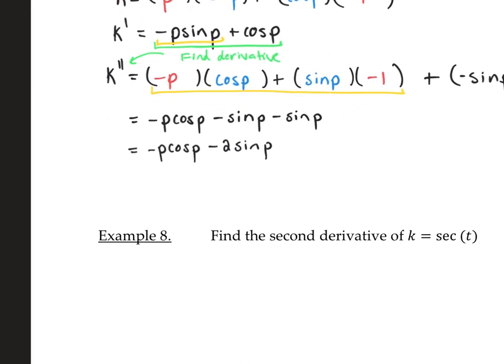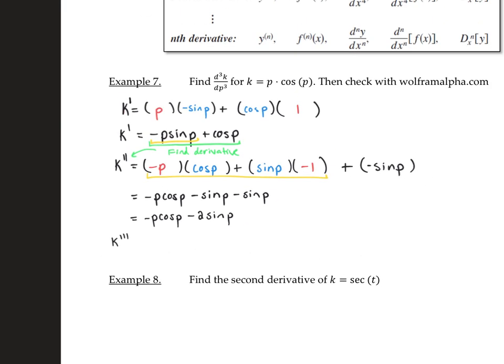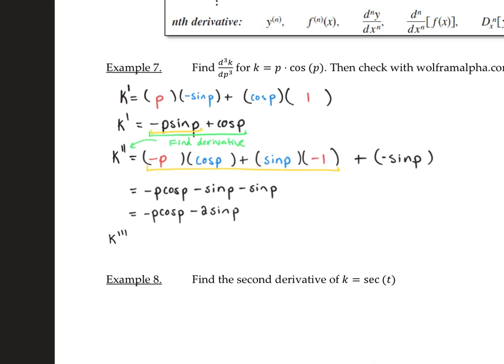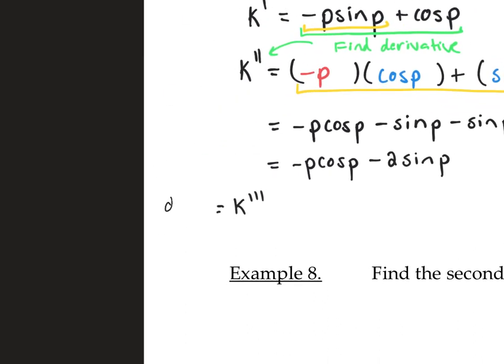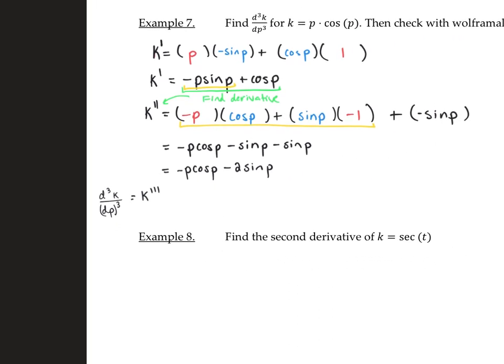All right, now we do it one more time because we wanted to find the third derivative, and I'm calling it k triple prime, but in the end, we can write that that was the third derivative of k with respect to p. Okay, product rule again on this guy. So, and then minus the derivative of 2 sine p.